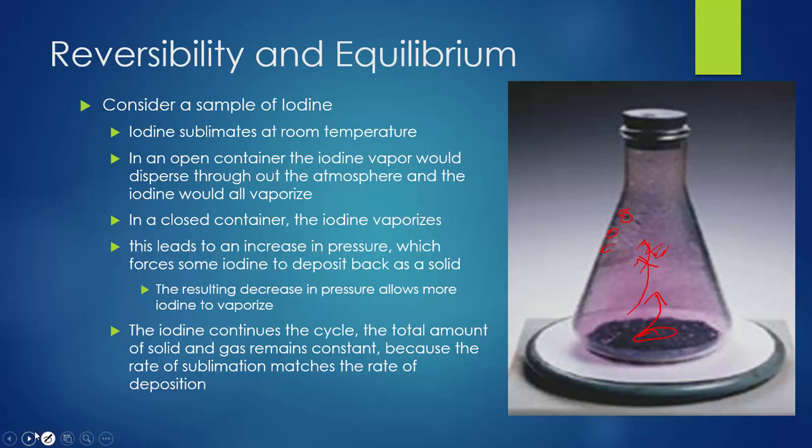we get dynamic equilibrium. The total amount of vapor is not changing, the total amount of solid is not changing, but there is solid changing to vapor and vapor changing to solid. Okay? So that's what we mean when we say dynamic equilibrium. The total amount of stuff isn't changing, but the forward and reverse things are happening at the same rate.